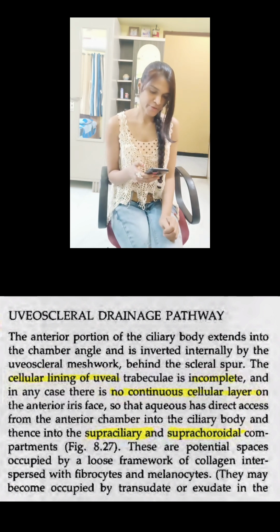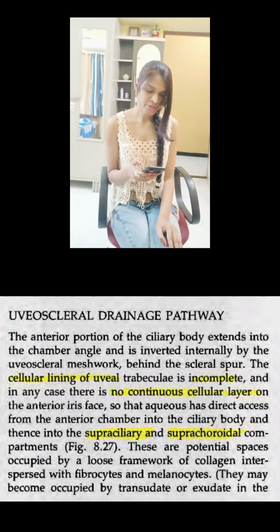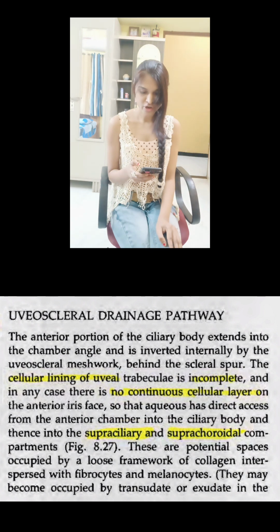Uveoscleral drainage pathway. The anterior portion of the ciliary body extends into the chamber angle and is invested internally by the uveoscleral meshwork behind the scleral spur. The cellular lining of uveal trabeculae is incomplete, and in any case, there is no continuous cellular layer on the anterior iris surface, so that aqueous has direct access from the anterior chamber into the ciliary body and thence into the supraciliary and suprachoroidal compartments.